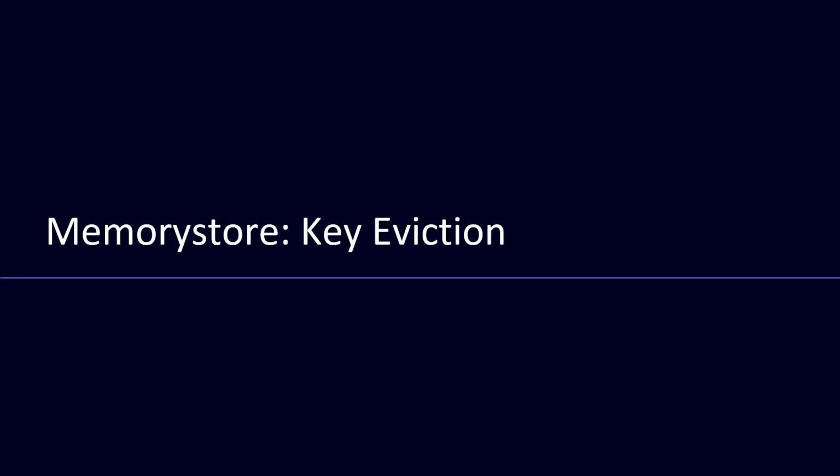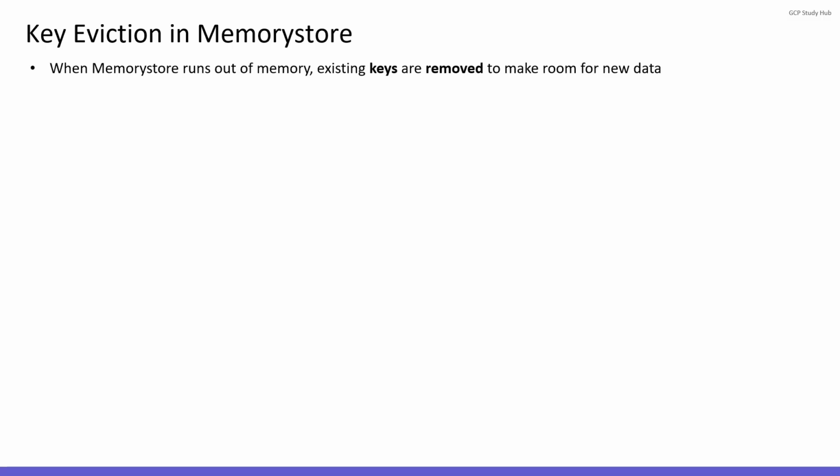Let's take a look at key eviction in Memorystore. Now that we have covered the different services, tiers, and use cases for Memorystore, we need to understand what happens when your instance hits its capacity limits. Key eviction occurs when the system runs out of physical memory and begins to delete existing data to make room for new incoming write requests.